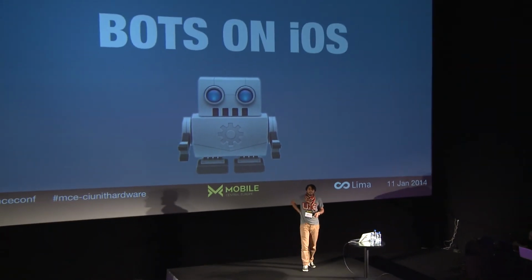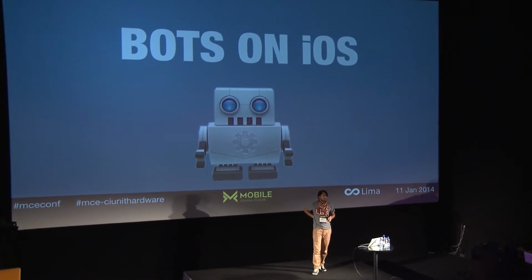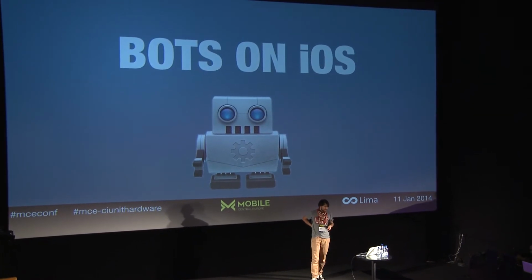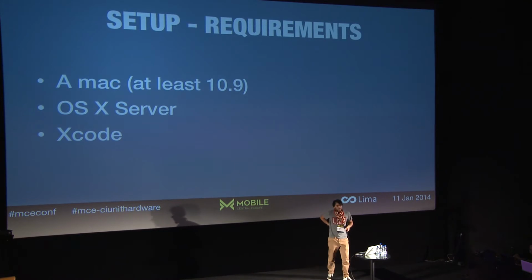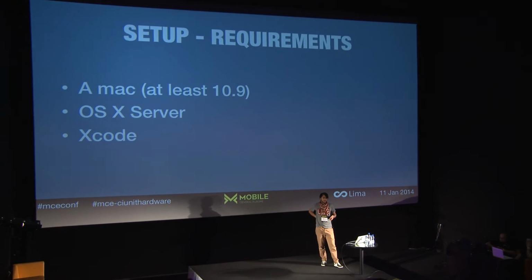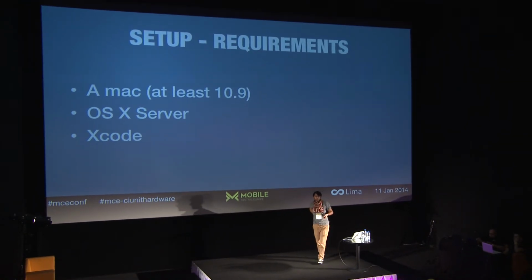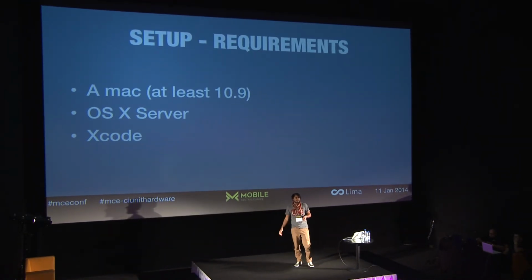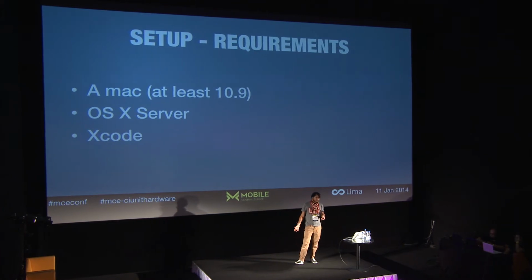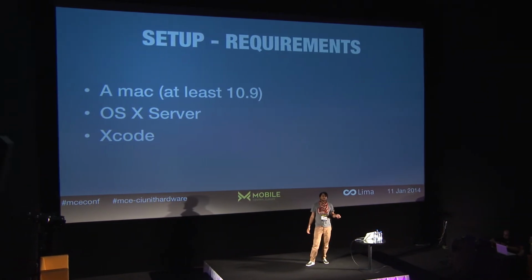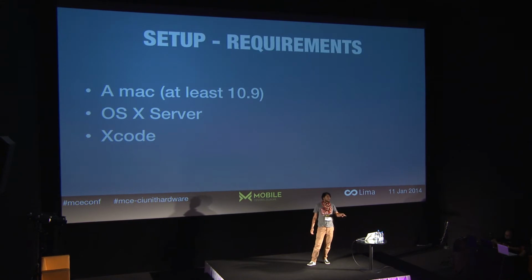bots. Apple introduced bots with Xcode 5 and iOS 7, just this summer. What do you need? You need a Mac, of course, with the latest version of OS X. You need OS X Server, which is just an application. It costs something like 20 euros, sorry, but you can have it for free if you've got an iOS developer license. And of course, you've got Xcode. If you're not rich enough to buy another Mac, you can run it on the same machine as your development machine. It works.